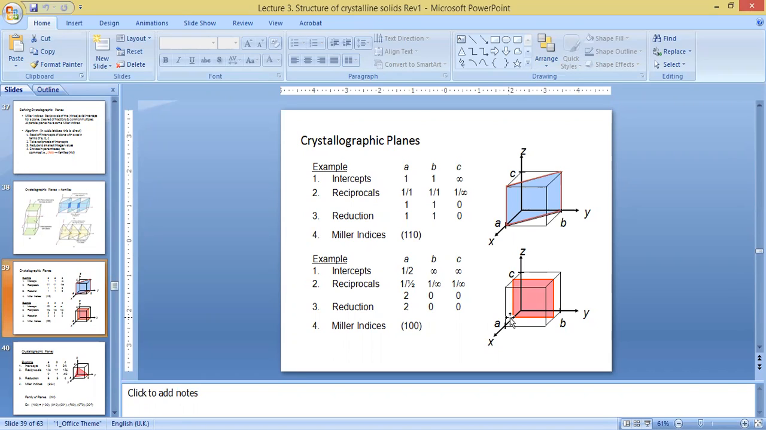So when we convert that to indices, remember we said with indices, we do not have fractions. We use the same procedure that we used last time: we need to find reciprocals and then reduce, and then we come up with our index there. So what's the reciprocal of half? It's 2. Infinity, 1 over infinity, 1 over infinity. So 1 over infinity mathematically is equal to 0. So you have your zeros there. 1 divided by half gives you 2. So you have 2, 0, 0. Reduce 2, 0, 0.